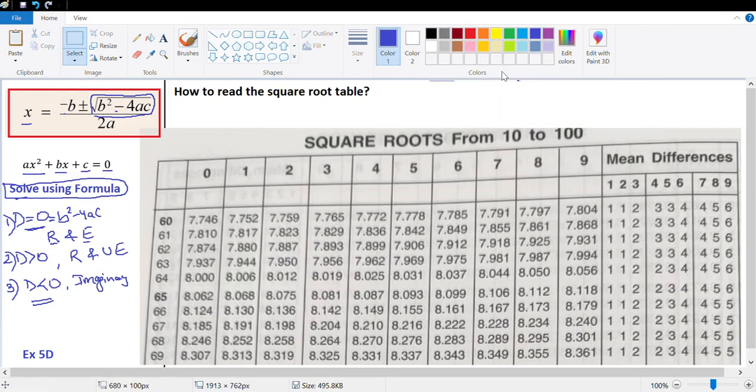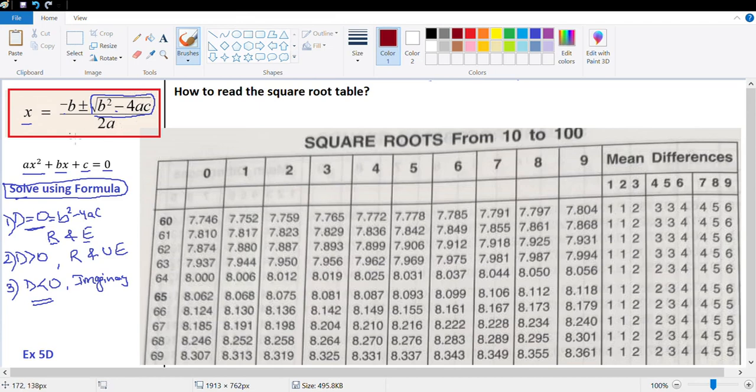Perfect. Next, I also hope you remember that we can factorize the quadratic equation only if b square minus 4ac is a perfect square. So we can factorize a quadratic only if b square minus 4ac is a perfect square. That's what we've done in class 9, and in any of the questions that we've done till now in the previous exercise, b square minus 4ac was a perfect square. That's why we were able to factorize it.